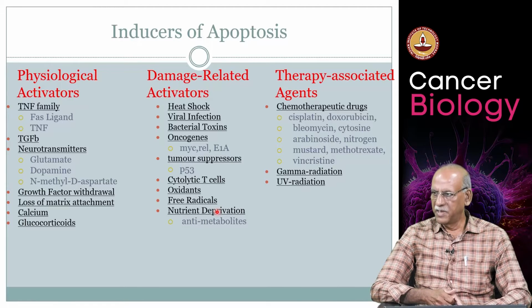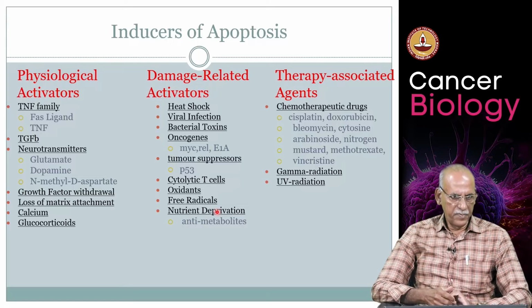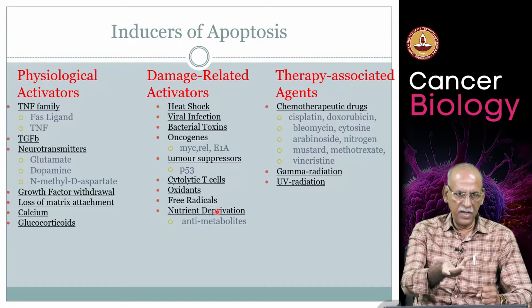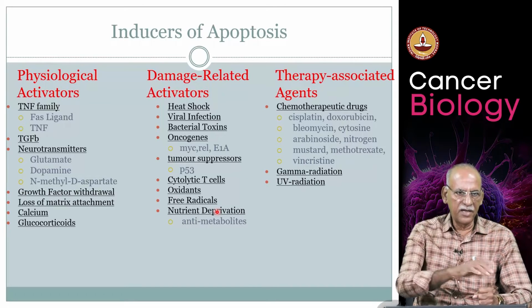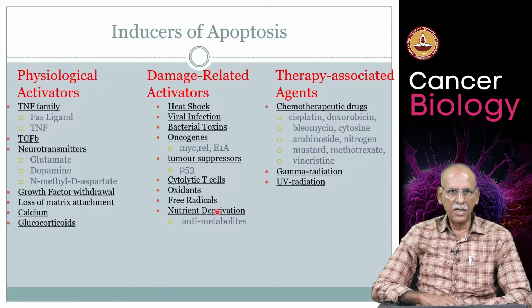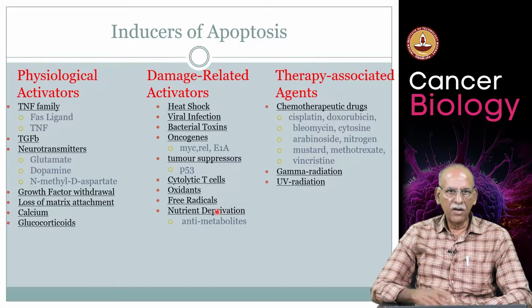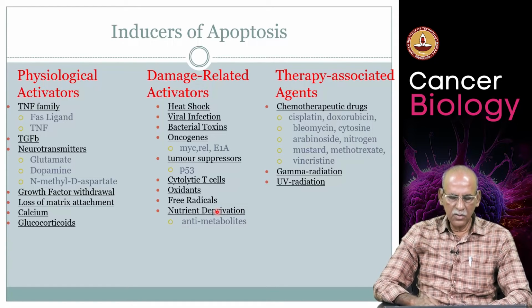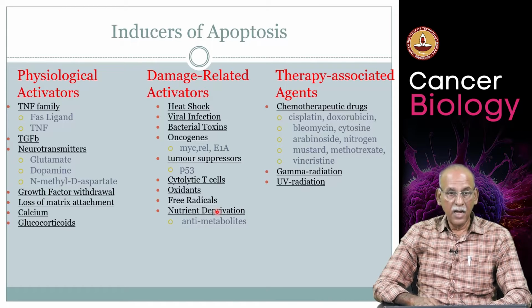Loss of matrix attachment, because many cells when they grow they need an attachment. If you remove that attachment, they will die also, but that is usually known as anoikis. But in certain cases if you remove the matrix, then it can also undergo apoptosis. Calcium, glucocorticoids and so on. There are many inducers that have been identified. In fact, people are interested to know more about inducers of apoptosis, because such inducers have the potential to be used in cancer therapy in one way or other. So, people are interested in that.